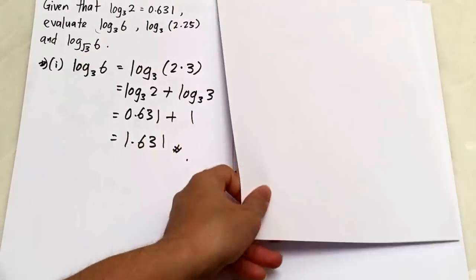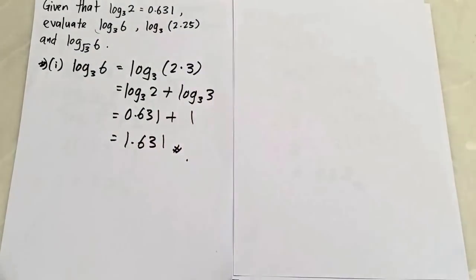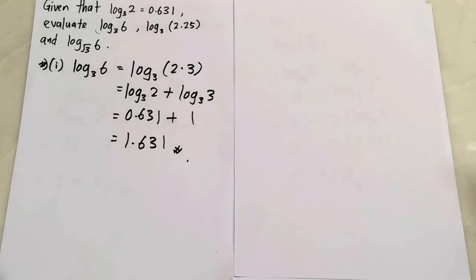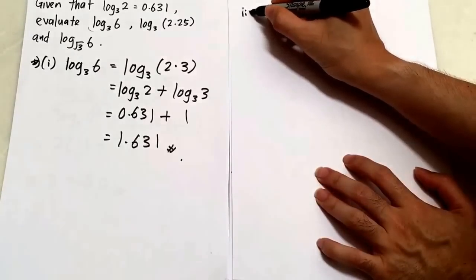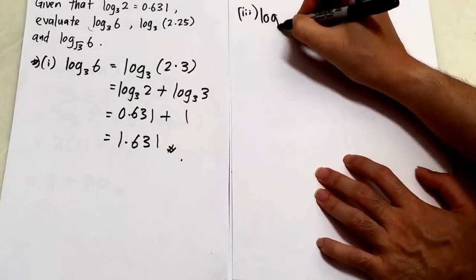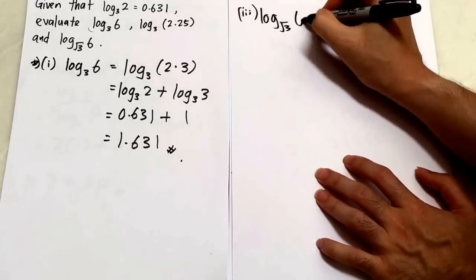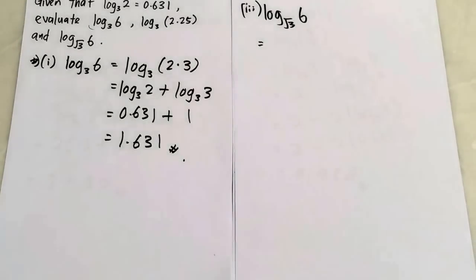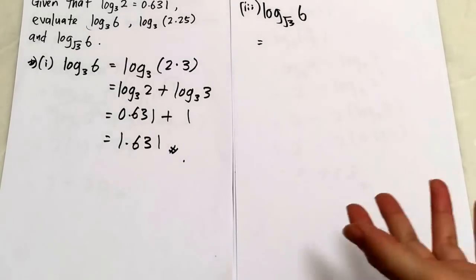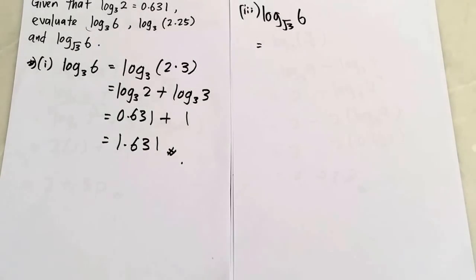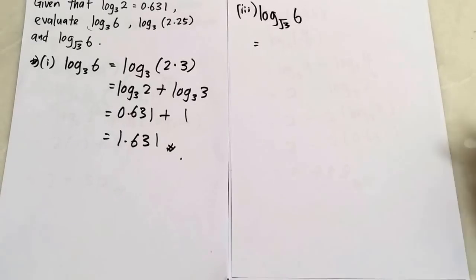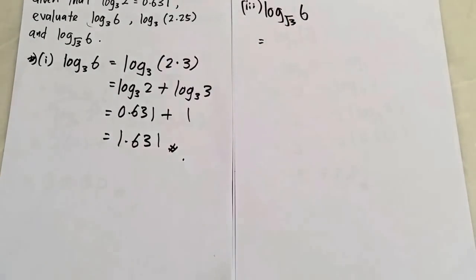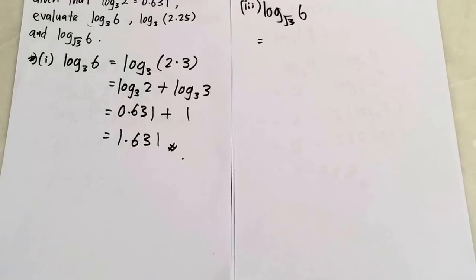Alright, the third one is log base square root of 3 of 6. When there is a square root in the base, a lot of students will panic, wondering how to solve this sort of question. Actually, it's the same thing. Because you learned about indices, you know square root actually means power 1 over 2. So you don't need to worry so much about it.